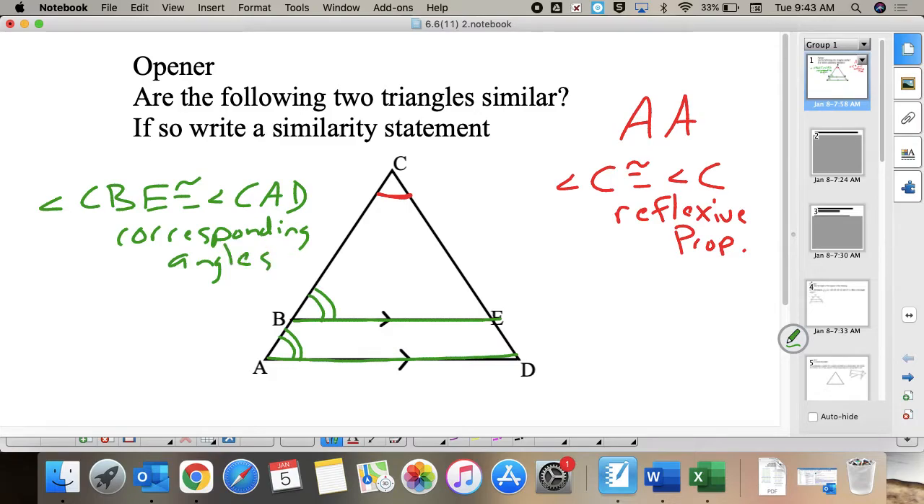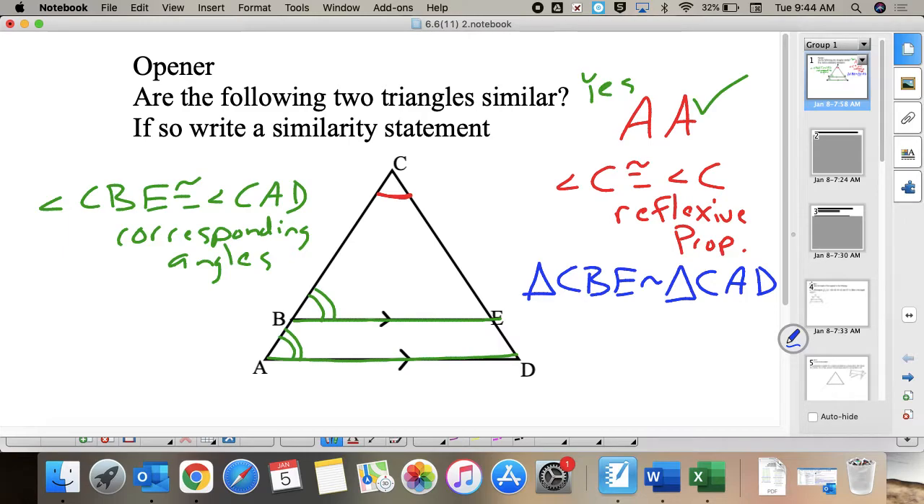So are they similar to each other? Yes, they are. As to why, we have two sets of angles being congruent. So to write our similarity statement then, it is triangle CBE is similar to triangle CAD.